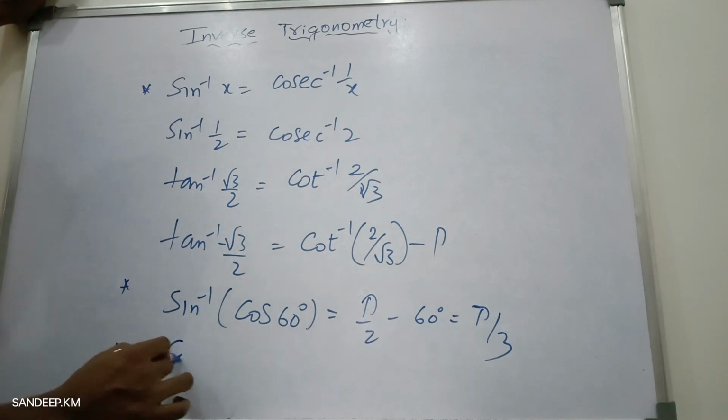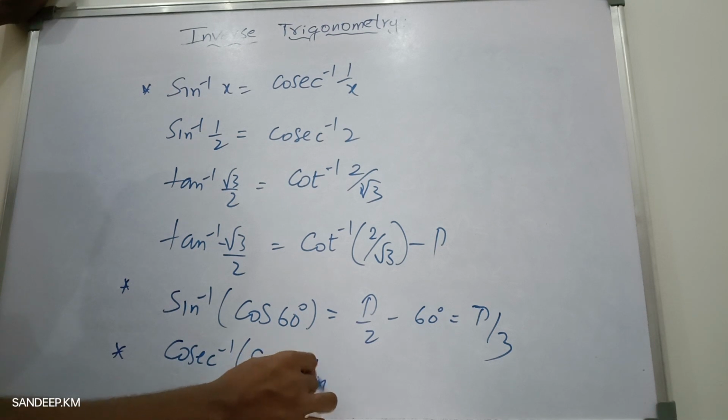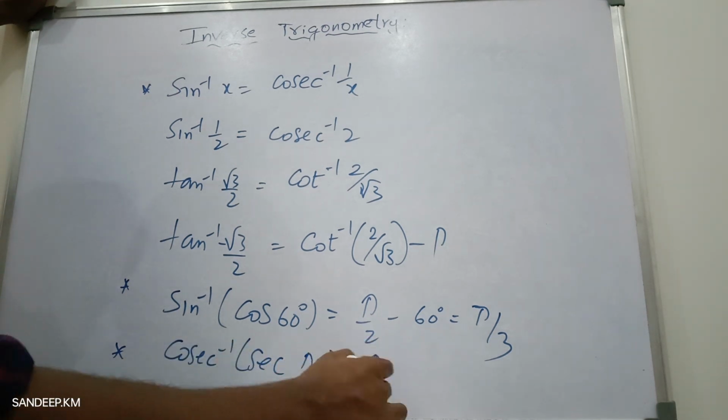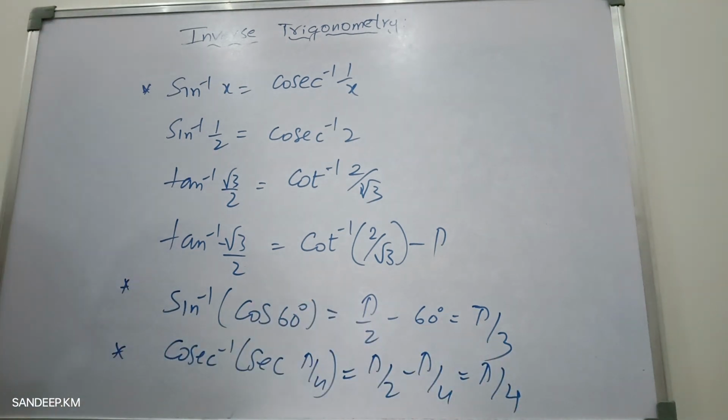And similarly, what is cosec inverse of secant pi by 4? Cosec inverse of secant pi by 4 is pi by 2 minus pi by 4, which is equal to pi by 4. We can directly use this. So this is basic use of theorem number 4. And what about theorem number 5? That's very easy. You will find theorem number 5 in many places in problems.